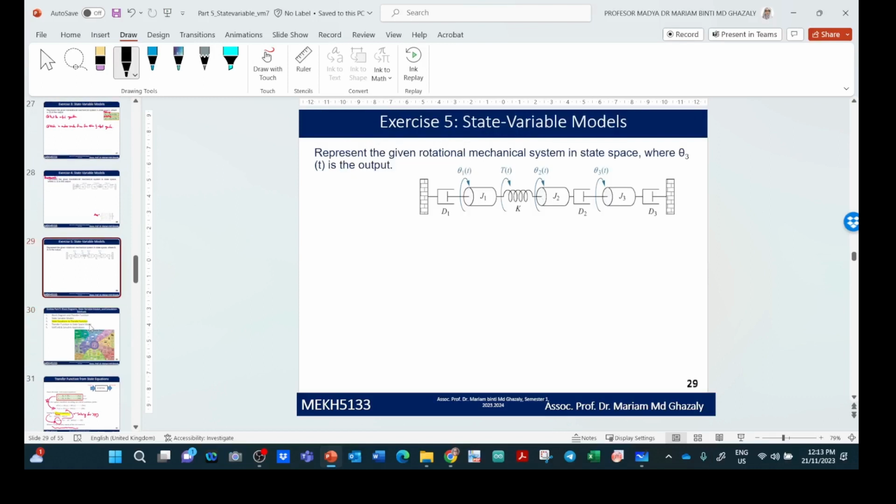Example. Okay, this is a rotary system. So you have done this in part 2, right? So it's actually the same concept. Come up with the state variable whereby theta 3 is the output. Okay.